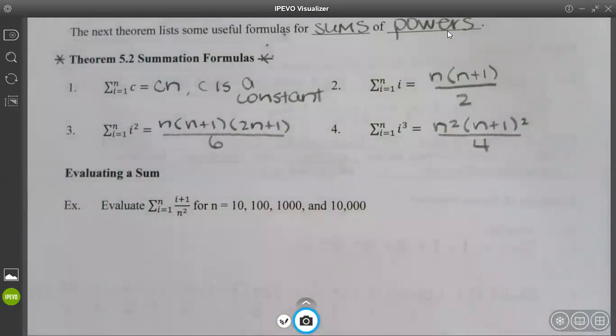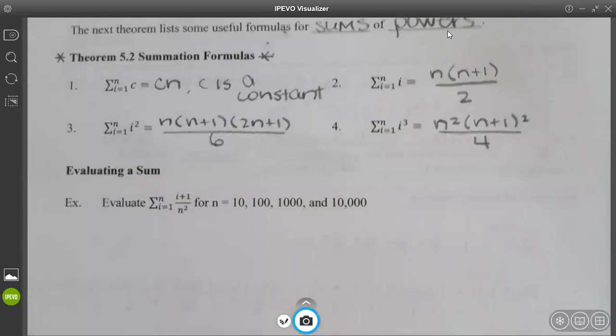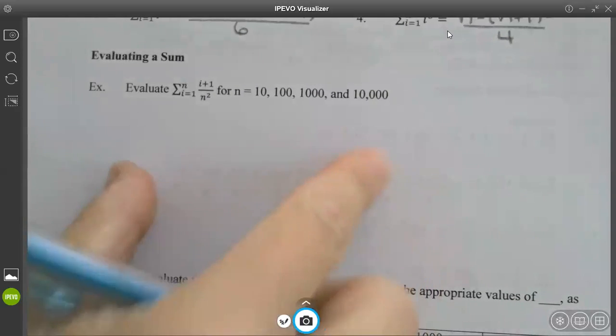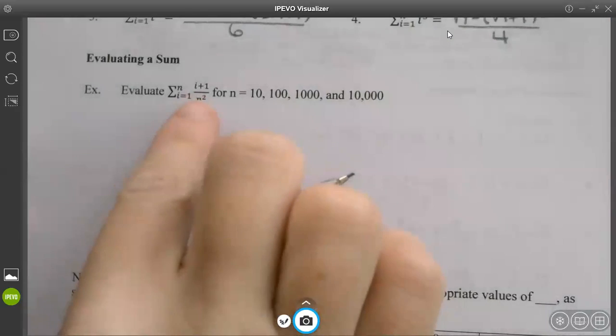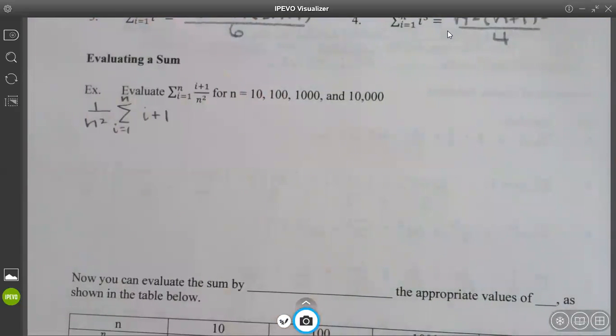Right. So evaluating a sum, it says evaluate the summation from 1 to n of (i + 1) over n squared for n equal to 10, 100, 1,000, and 10,000. So we're going to simplify it and make it general within this little space, and then we'll plug in this chart. Okay. So we're going to start. n squared is going to be a constant, so we can rewrite it as 1 over n squared times the summation of (i + 1).